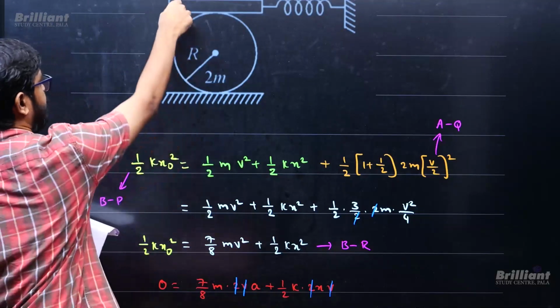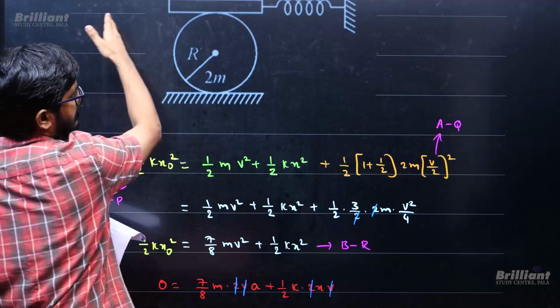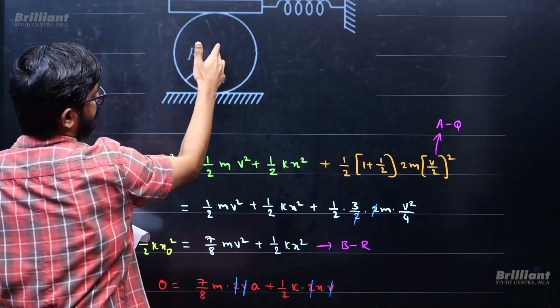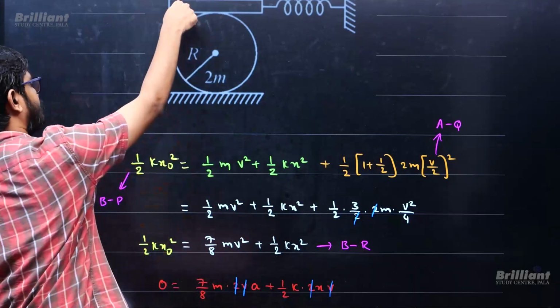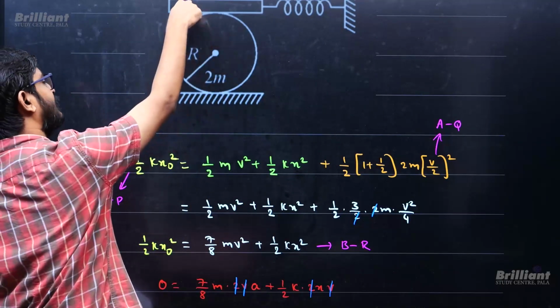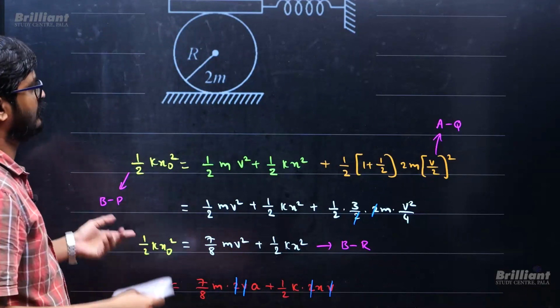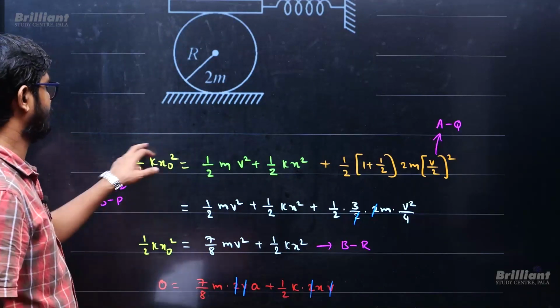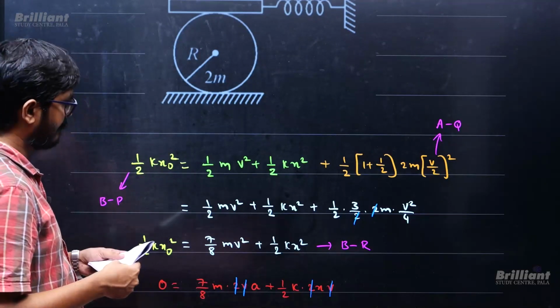Now they are pulling this one by x naught, so this one will move by x naught by 2. So when you leave it, when the extension is x, then this guy will be at a distance x by 2 from the mean position. When this velocity is v, this velocity will be v by 2. When this acceleration is a, this acceleration will be a by 2. And energy also will be conserved because it is pure rolling. So the initial energy is this much, which will match with option B to P.